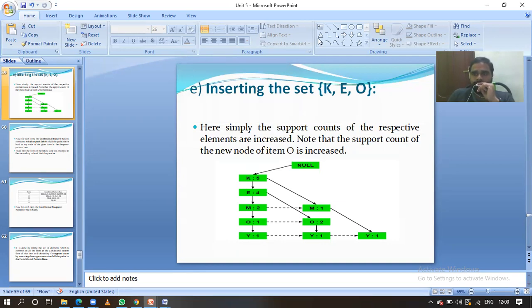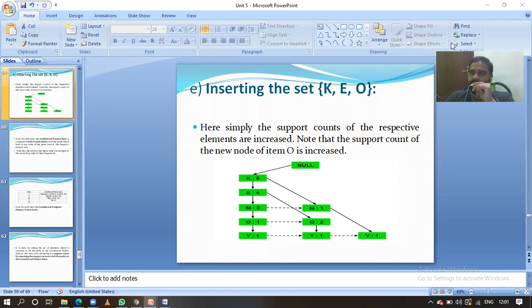Till now, any doubts you can ask. What is the process we have followed, guys? First, we take each and every item and its support from the transactional database. After that, based on the minimum support, we eliminated some of the items. After eliminating by support count, we arranged all the items in descending order.